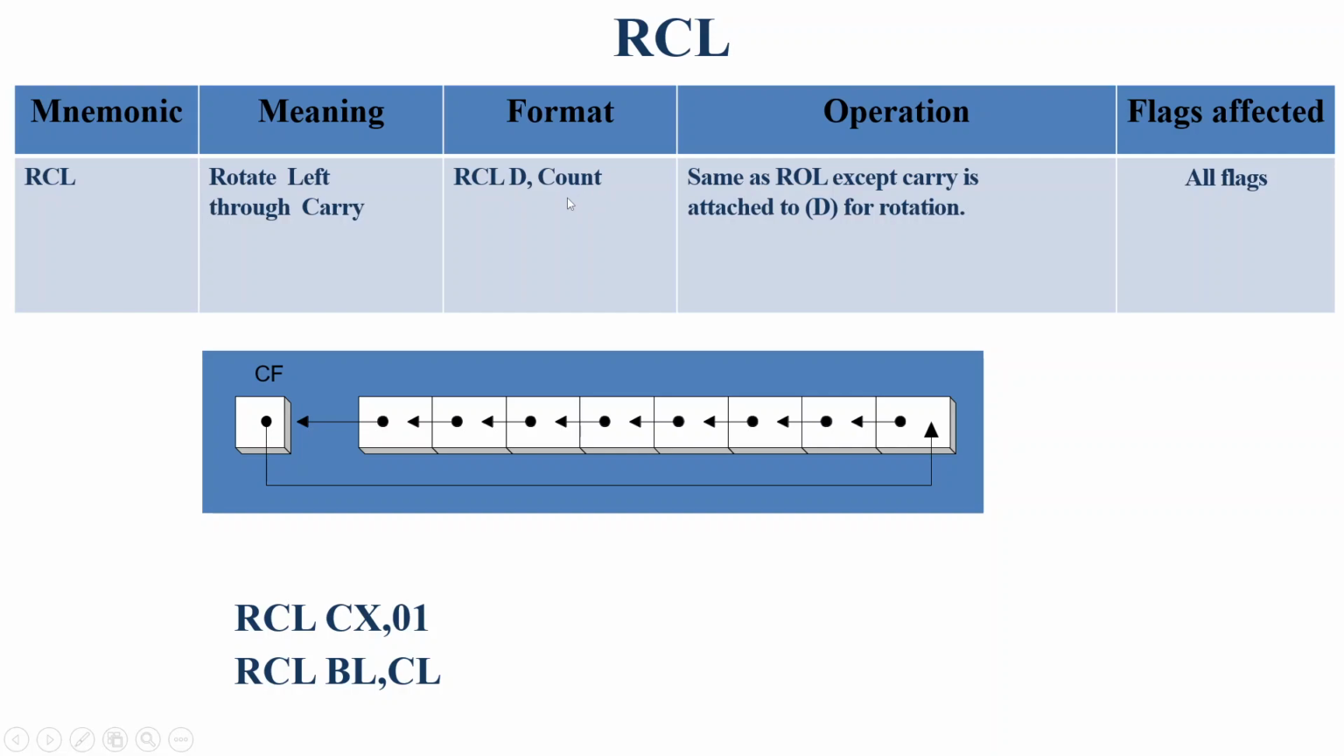How is this operation performed? It is the same as rotate left, but here the carry is also attached to the destination, whereas in ROL the carry is not included. Here the carry is included for the rotation. While we execute it, all flags will be affected. Examples: RCL CX comma 01, RCL BL comma CL. You can take the same example.